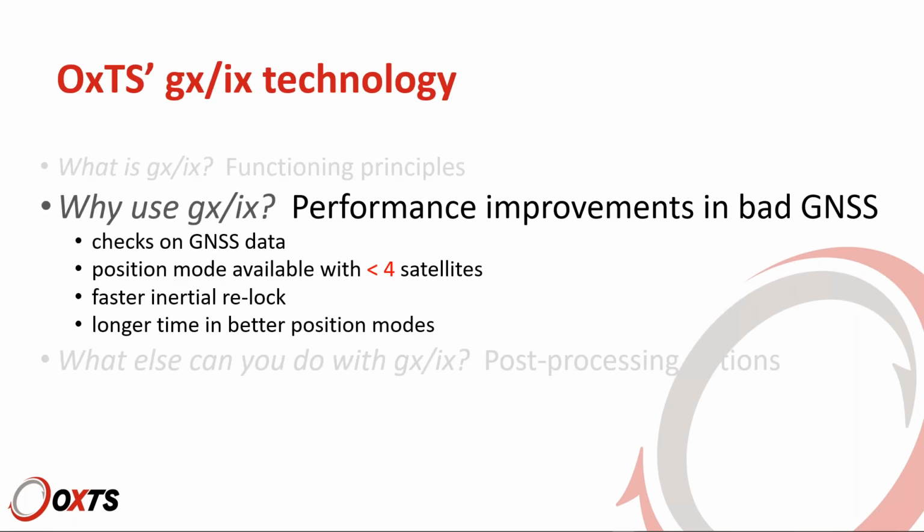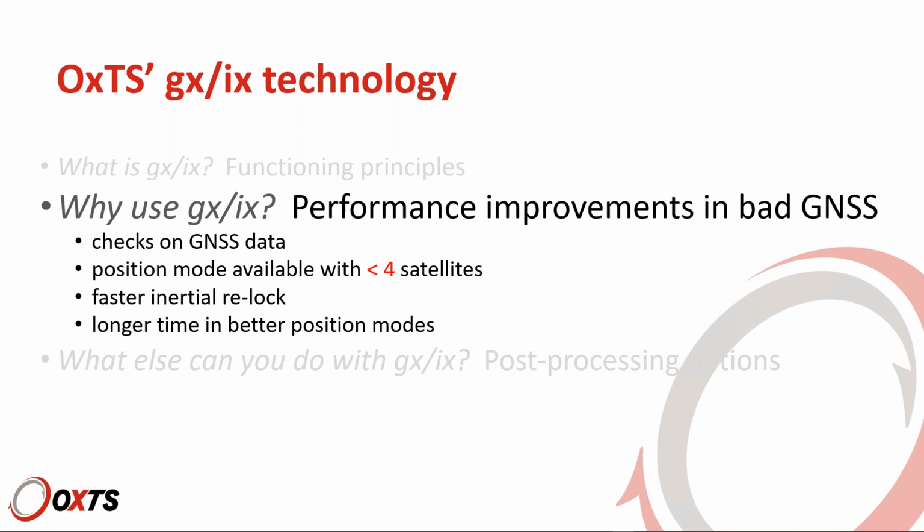Okay, so why use GXIX? In short, that's performance improvements in bad GNSS environment. More specifically, it does checks on GNSS data, rejecting those GNSS updates that are not suitable. It can provide a position mode with fewer than 4 satellites, so the system doesn't go completely blind.